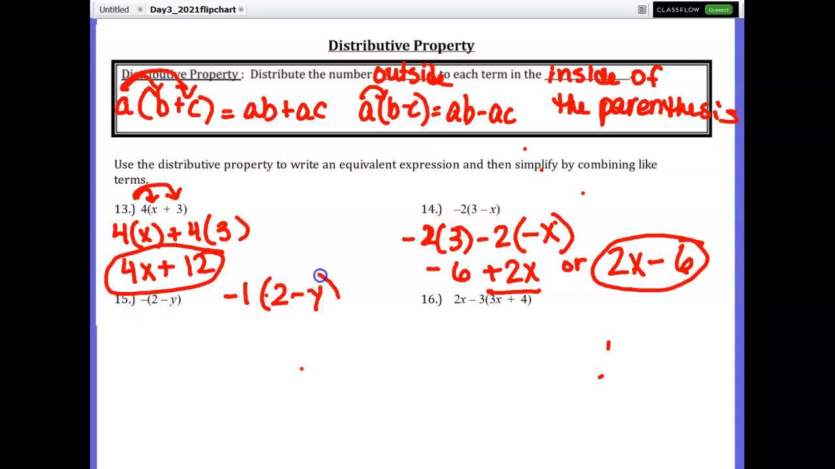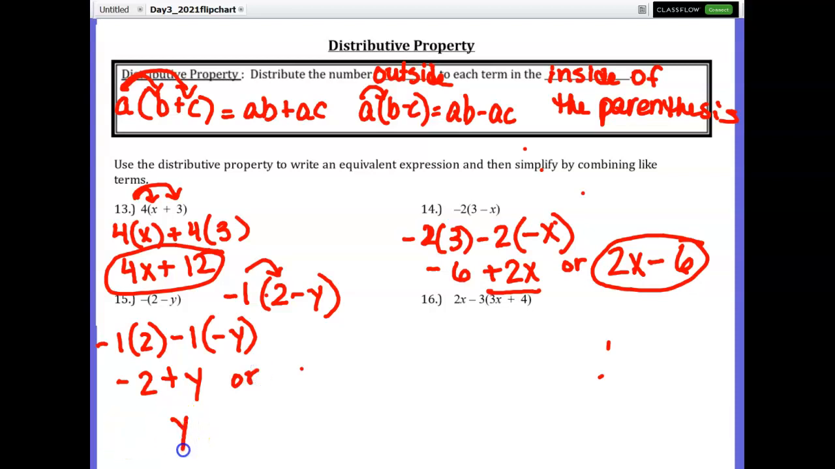All right. So it's really taking that negative 1 and multiplying it by 2. All right. And then taking that negative 1 and multiplying it by a negative y. This one would become negative 2. And don't forget, a negative times a negative is a positive. Negative 1 times negative y is just positive y. And I'm going to rewrite that again. Remember, I like my constants to be at the end. This would be y minus 2.